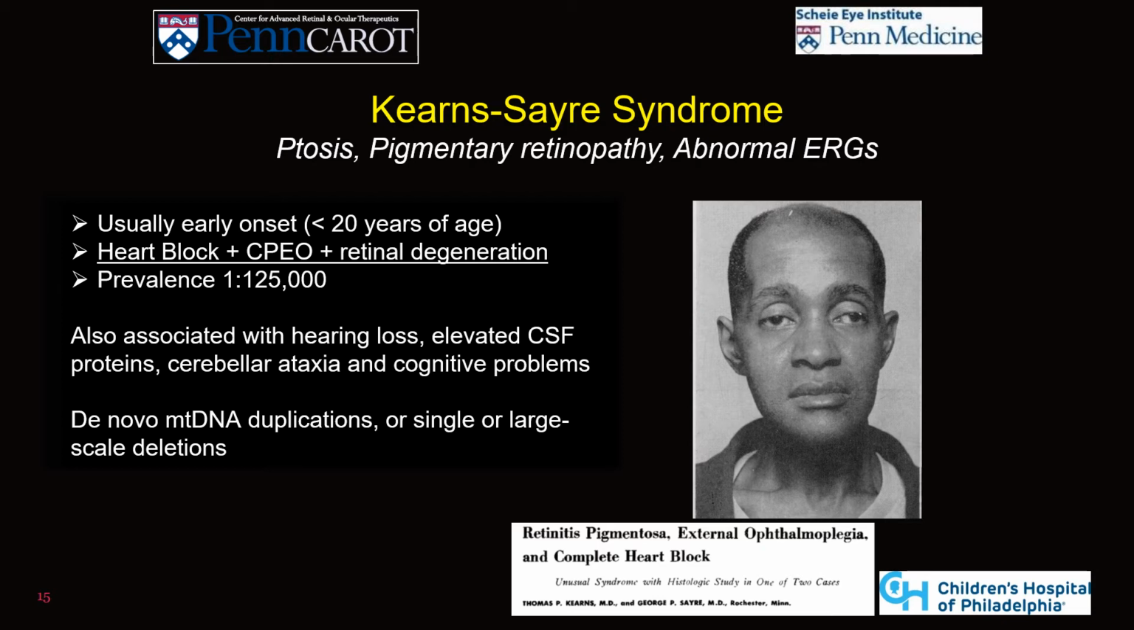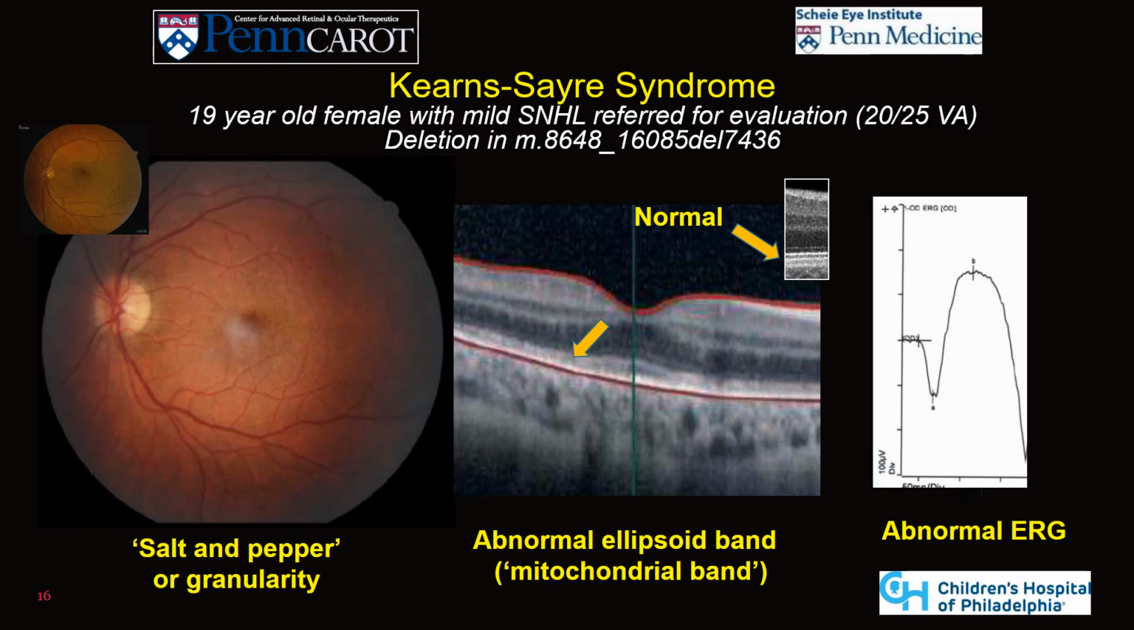Of course, they have other symptoms depending on the severity of the disease. This is an example of one of our patients, a 19-year-old female who presented with mild hearing loss. She was referred by you guys for evaluation. She had basically no visual symptoms. Her acuity was at 20/25, which is pretty good. It's not entirely normal, but we wouldn't call it abnormal. We'll call it subnormal acuity.